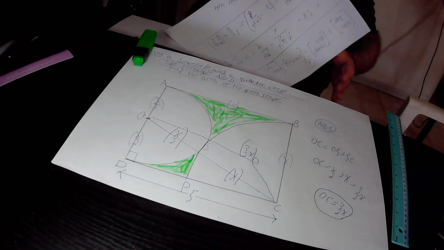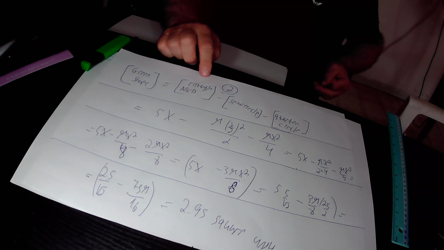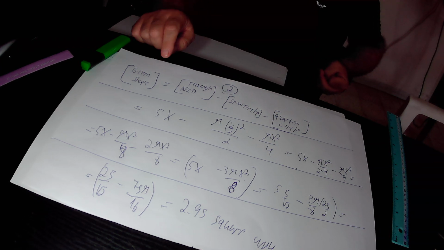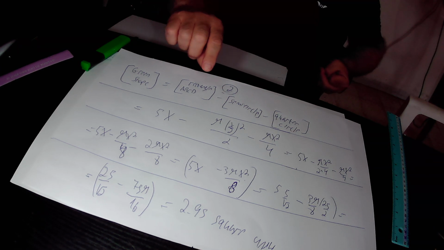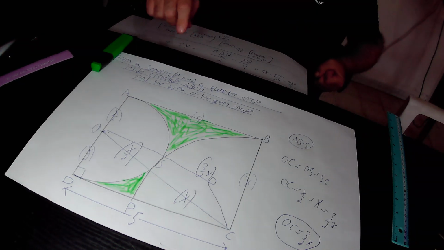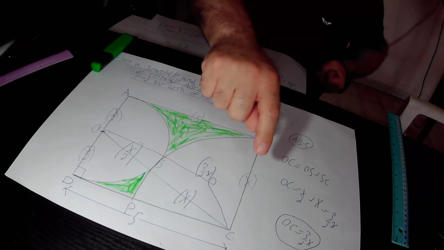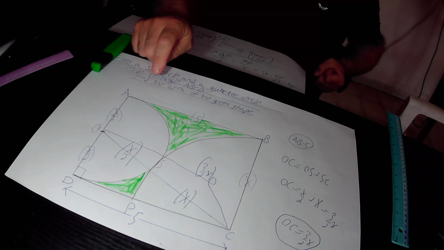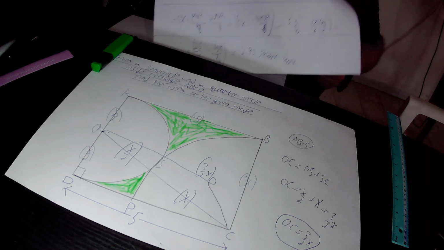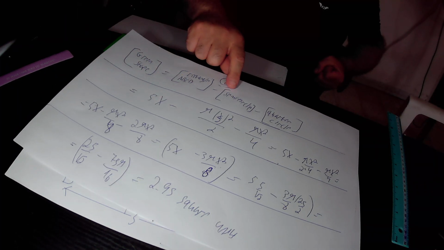I repeat again, the area of the green shape in total equals the area of the rectangle ABCD minus the area of the semicircle minus the area of the quarter circle. What is the area of rectangle ABCD? We know that the area of any rectangle equals the length times the width. The length AB is 5, the width BC is x, and therefore the area of rectangle ABCD is 5x square units, minus the area of the semicircle.